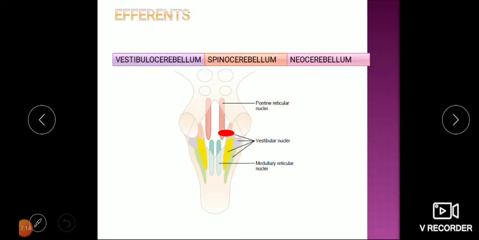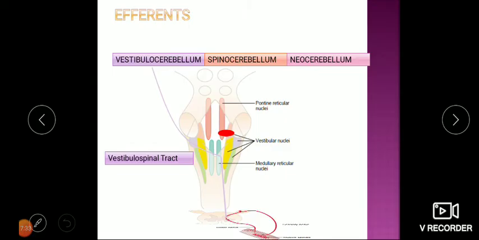Now these are the important connections I have shown based on the functional divisions of the cerebellum. This is our vestibular cerebellum, having obviously the connection with the vestibular nuclei. And if you recall, the vestibular nuclei have a connection with the vestibular apparatus. This tract is in communication with the vestibulospinal tract. So it is maintaining body posture in response to changes in body position, that is maintaining balance.